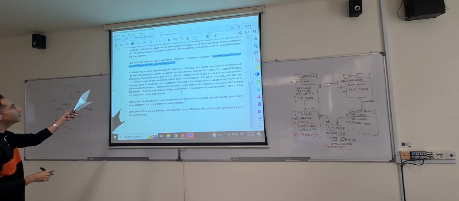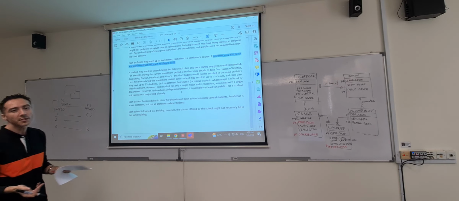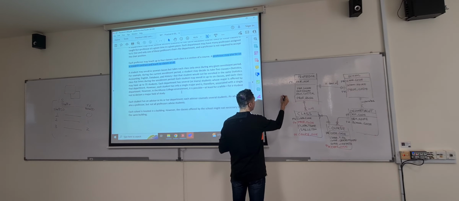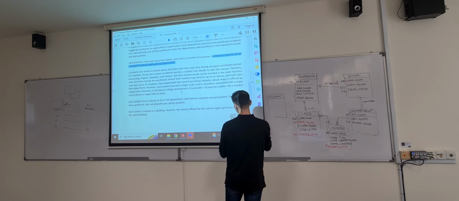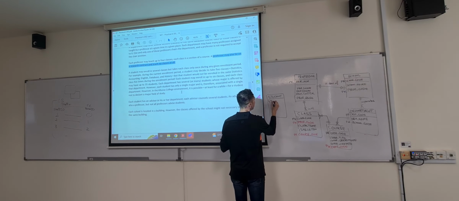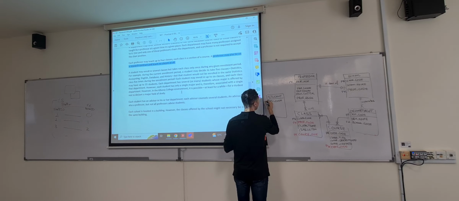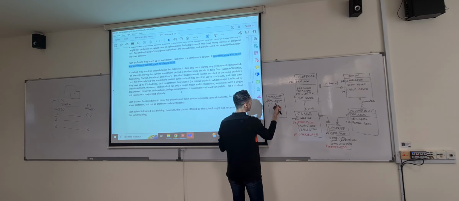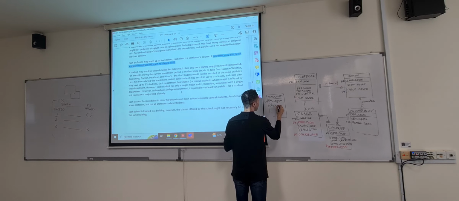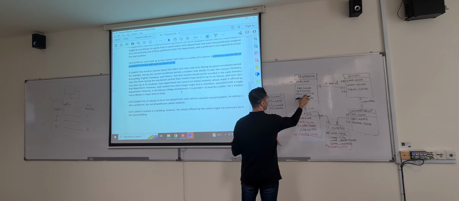Now we go on. A student may enroll in several classes. Now we also have the student entity. Finally, the student came into the picture. So we have the student entity. Of course, we're going to have student ID, maybe student code, whatever, STU code. This is going to be the primary key. Then, of course, you can have student last name, simple information, student first name, and initial.